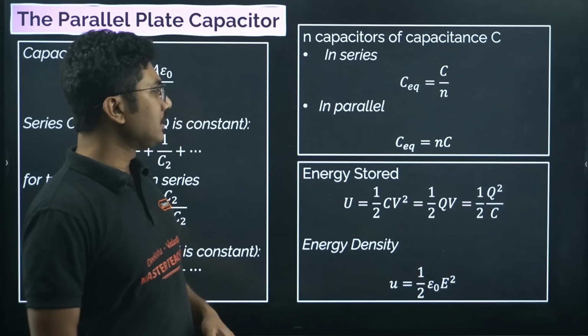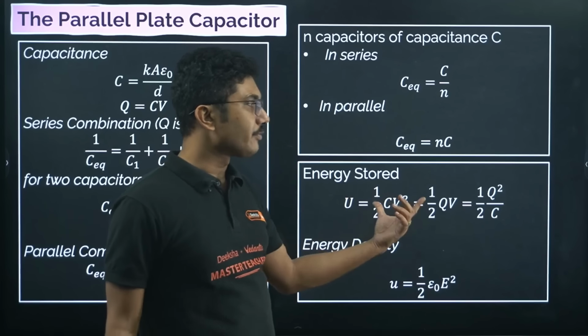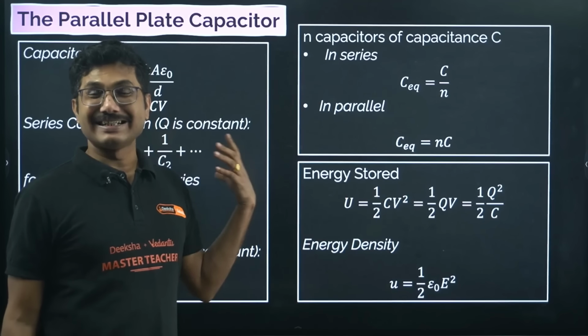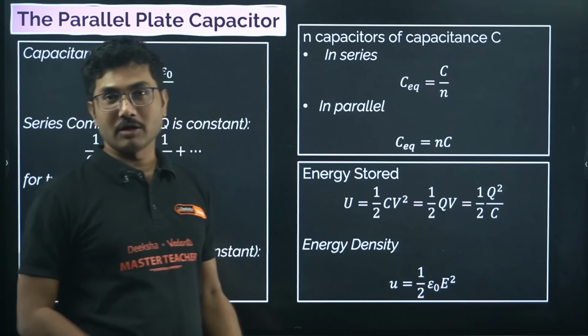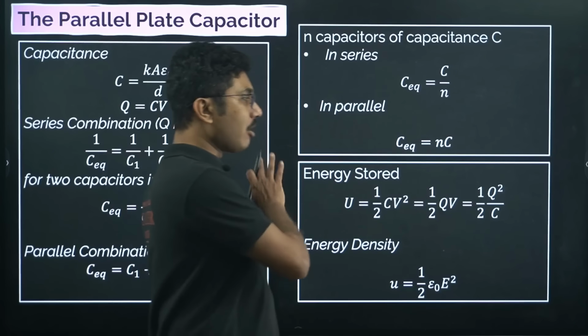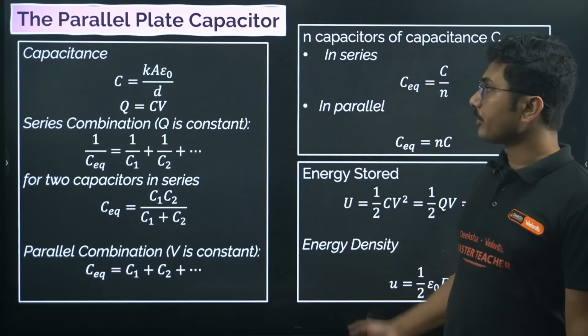Now, the energy stored in a capacitor is given by half CV squared, and the energy density, that is energy stored per unit volume, is given by half epsilon naught E squared. So these are all the important formulas for your KCET exam.